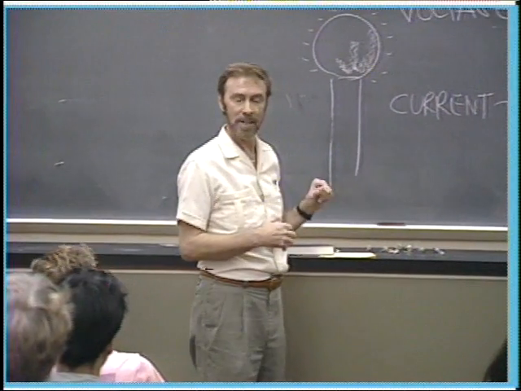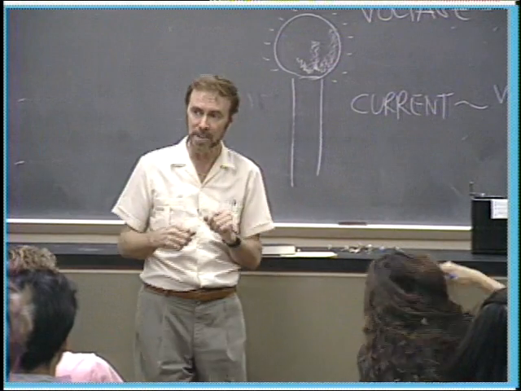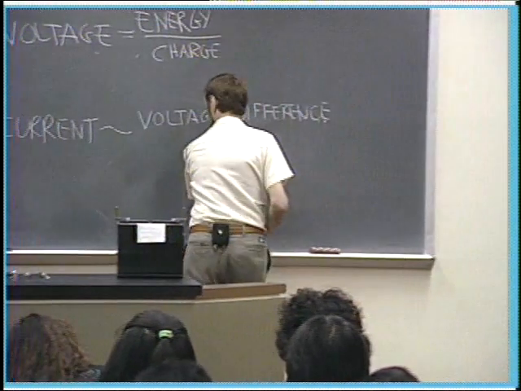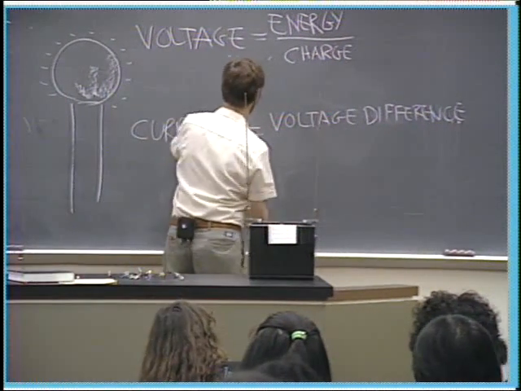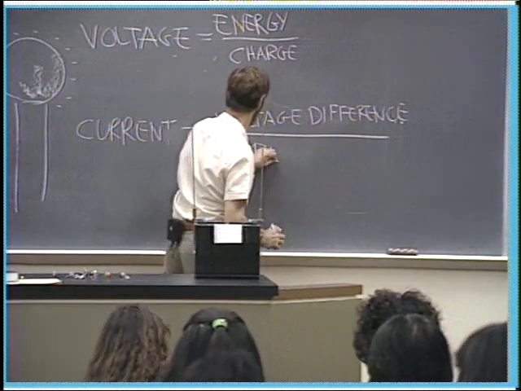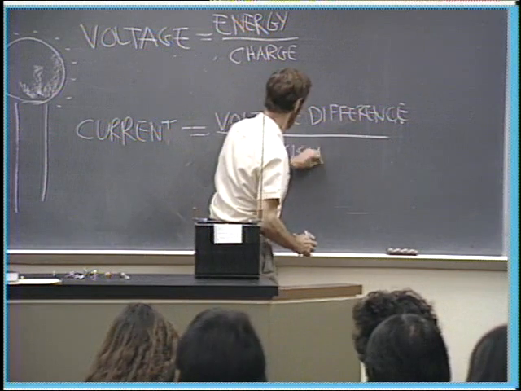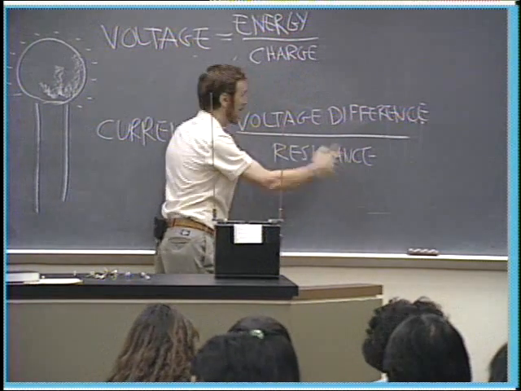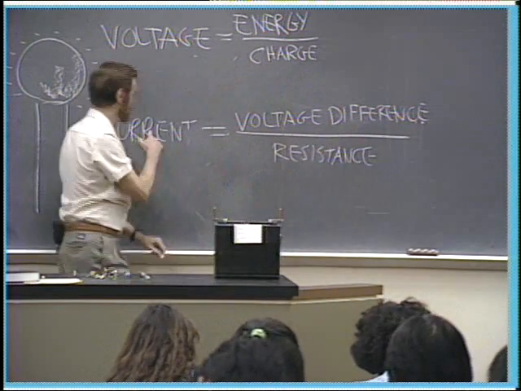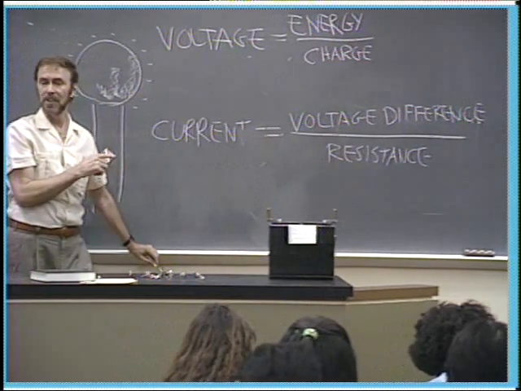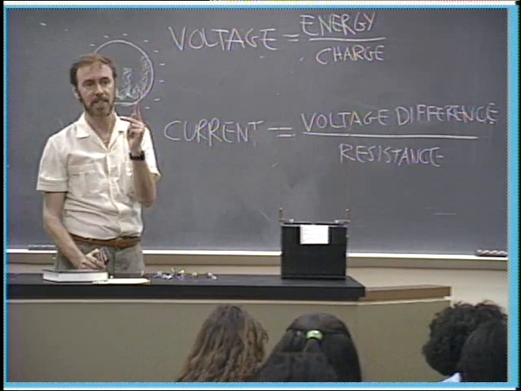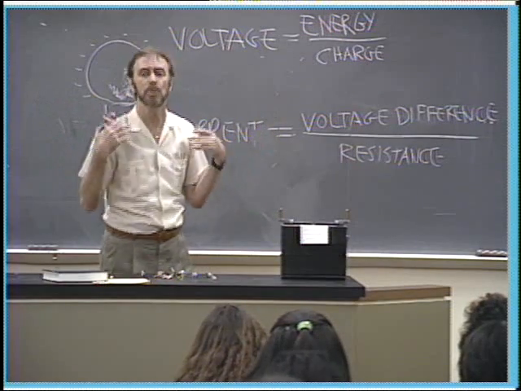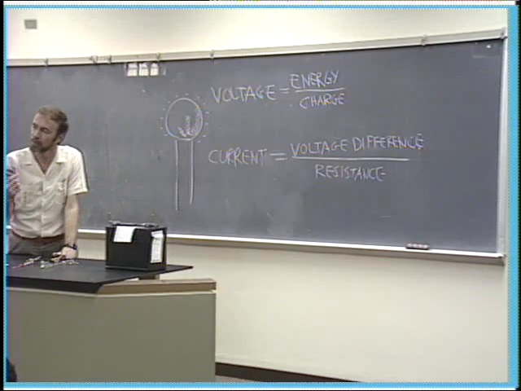This relationship, current proportional to voltage difference, becomes an exact equation when I include the idea of resistance. If you have a humongous resistance, even for a big voltage difference, the current will be very small. So how much current flows through things has to do with two ideas, gang. What's the voltage difference across the ends of the conductor? And what's the resistance that that conductor offers to a current flow to begin with?